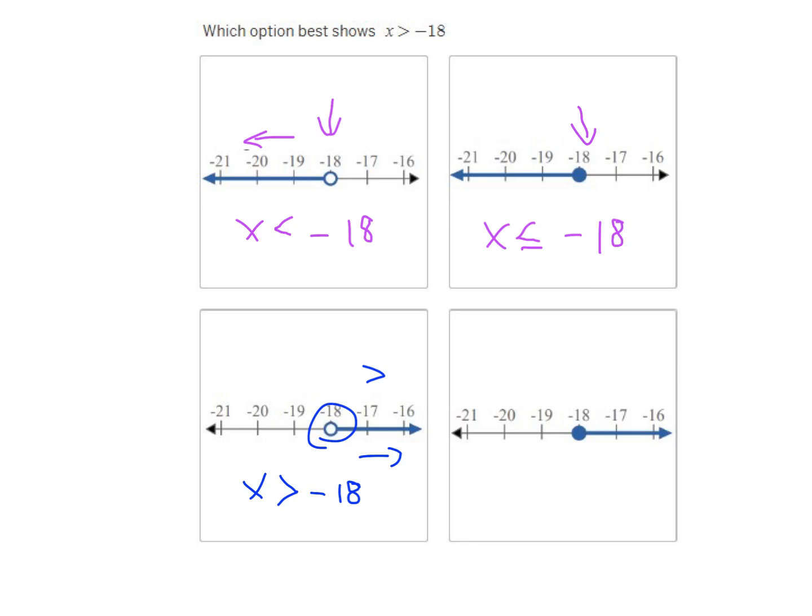And then in the last example, again, -18 is important. Everything's going to the right, so I'm going to include my greater than symbol. I'm going to put x here, and then I'm going to decide if I need an equals or not. And I do need an equals here because -18 is colored in with that circle.